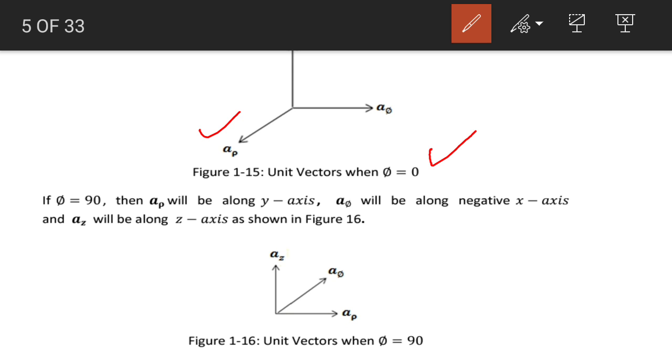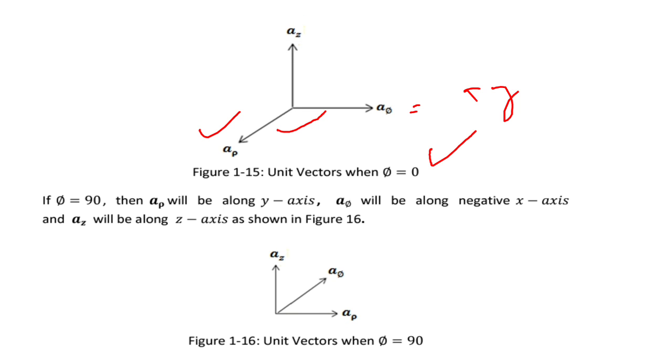We know that the unit vector a phi makes an angle of 90 plus phi with respect to the x-axis. As phi is 0, a phi will make an angle of 90 degrees with respect to the x-axis, so a phi will be along the y-axis, and a phi will be equal to ay in this particular case. So a rho will be equal to ax, a phi will be equal to ay, and az will be along the z-axis.